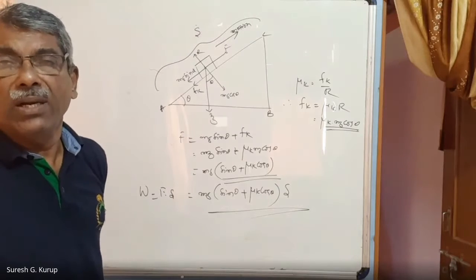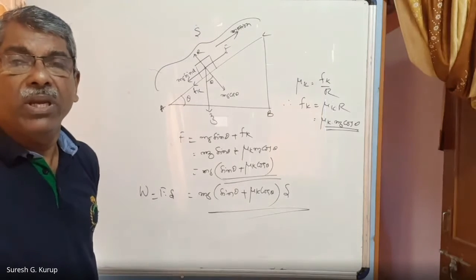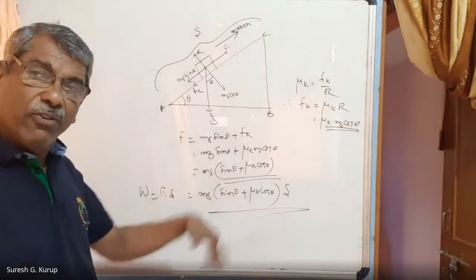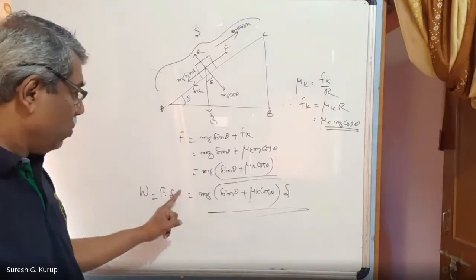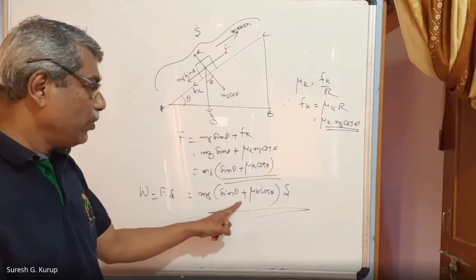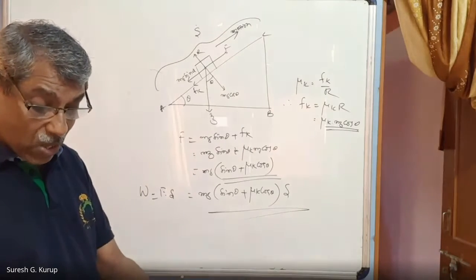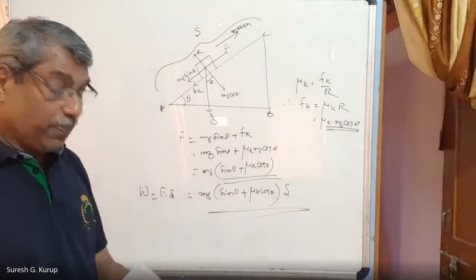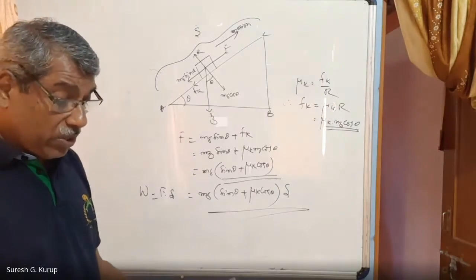How much work is done for a body being pulled along an inclined plane with a uniform velocity upwards? The total work then is equal to mg into sin theta plus mu k cos theta into s. Right? This is one thing. So a very important thing.